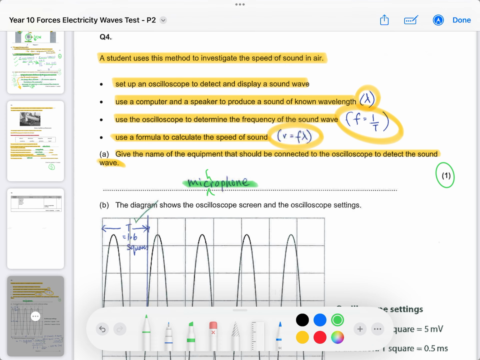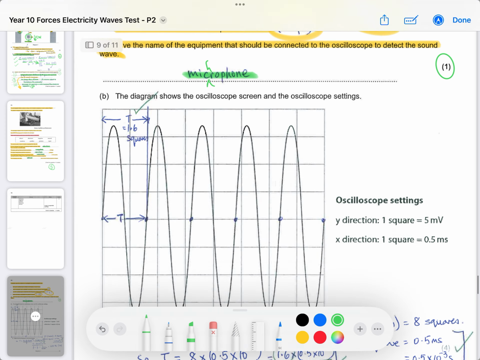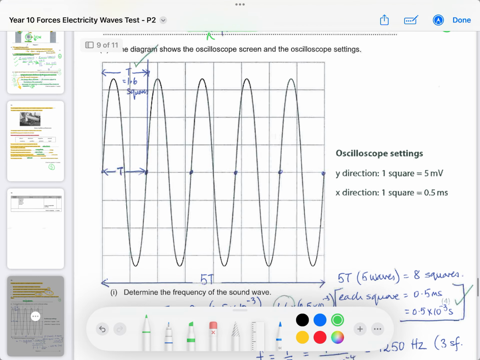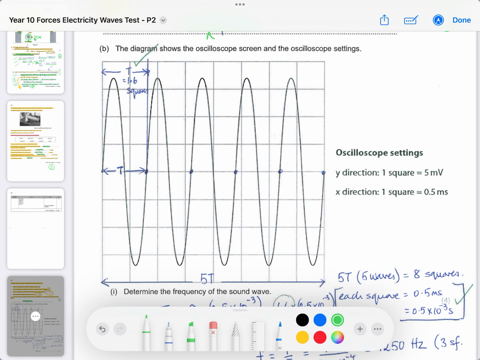So, how do you do this question? You need to know how to do this. It comes up very commonly in the paper 2 IGCSE exam almost every year. Okay? So the diagram shows the oscilloscope. Oh, I'm on the wrong setting. The diagram shows the oscilloscope screen and the oscilloscope settings.